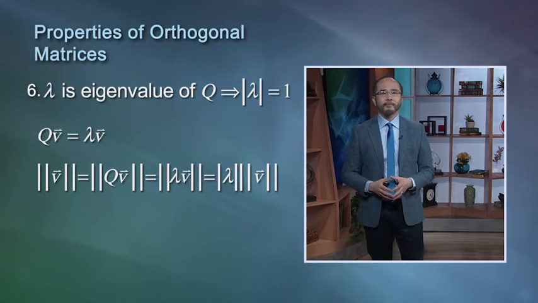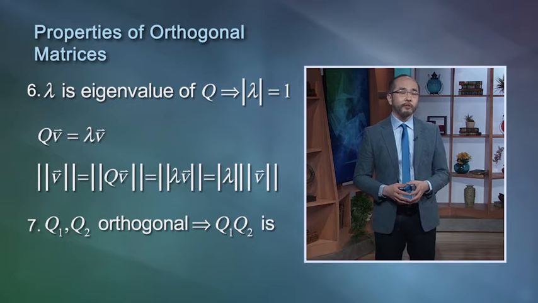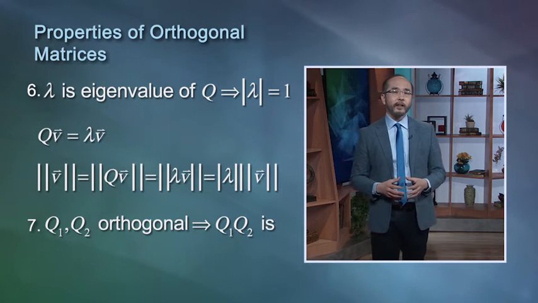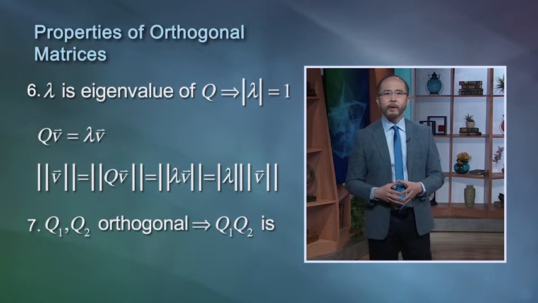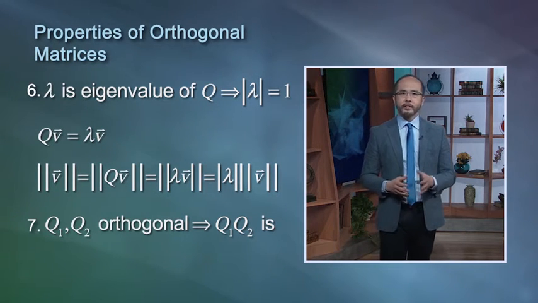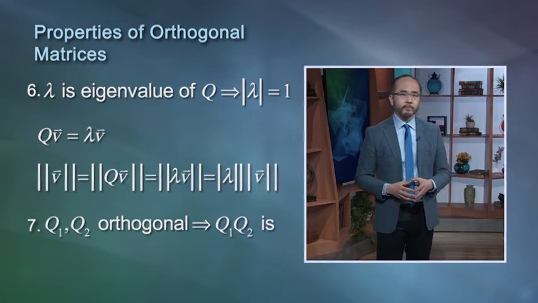A seventh property is that if Q1 and Q2 are both orthogonal matrices, then their product Q1 times Q2 is too. And that can be seen in a number of ways. And again, I'll leave it as an exercise for you to see why. Taken together, these properties should give you a pretty good feel for how orthogonal matrices behave. Because they preserve dot products and lengths, they basically behave like rigid motions, possibly together with a reflection of n-dimensional space. And there'll be reflections if the determinant is minus 1.